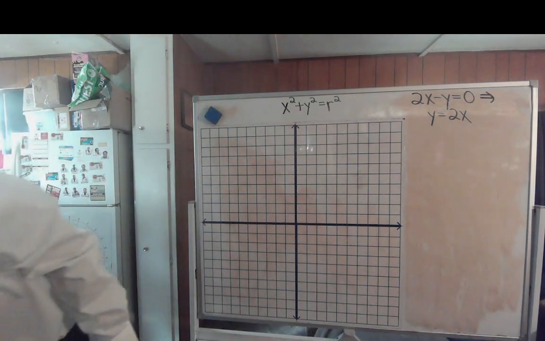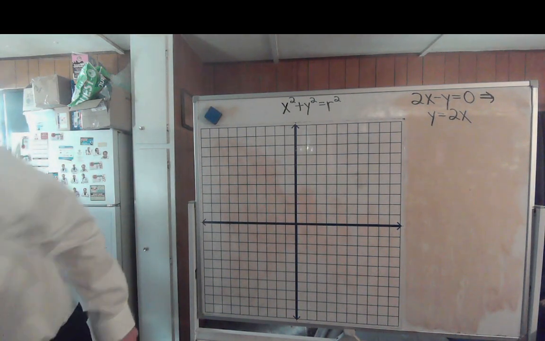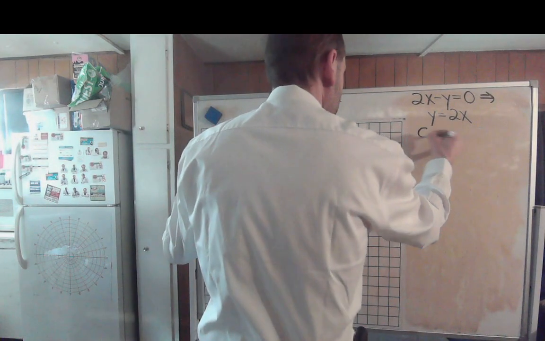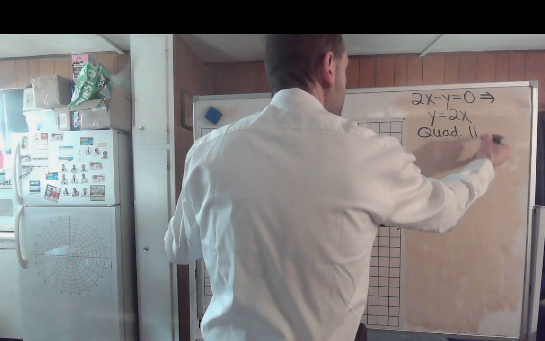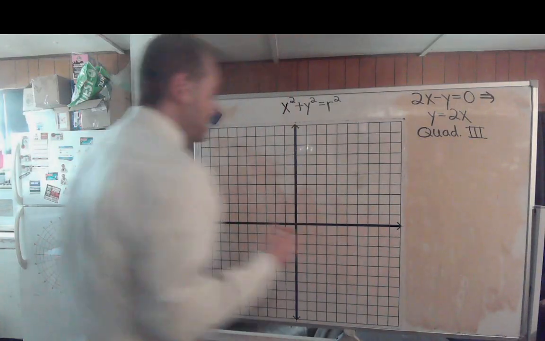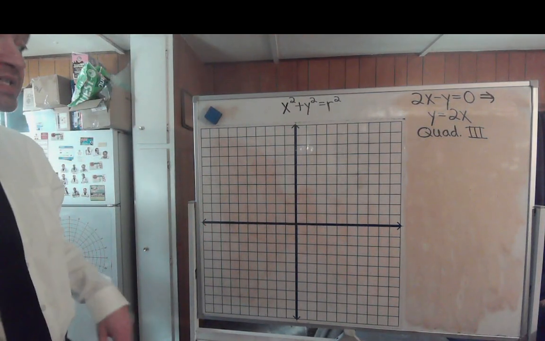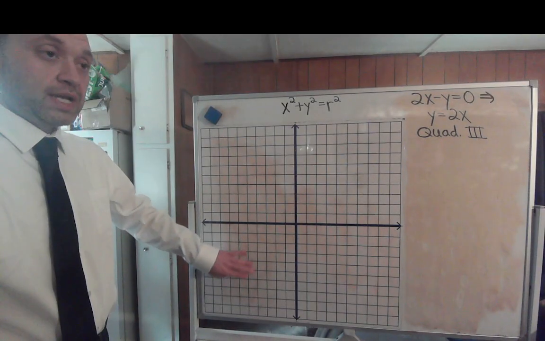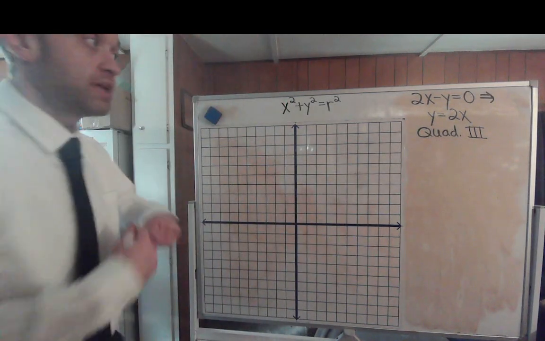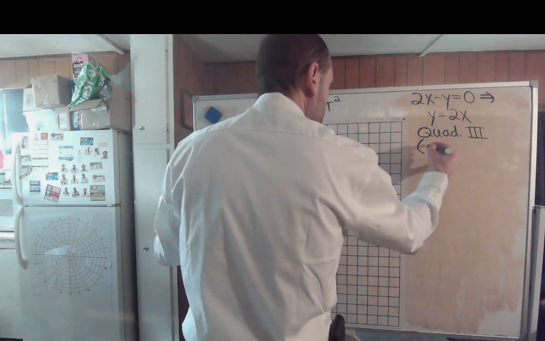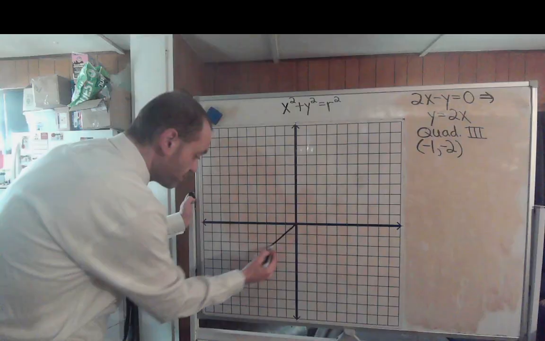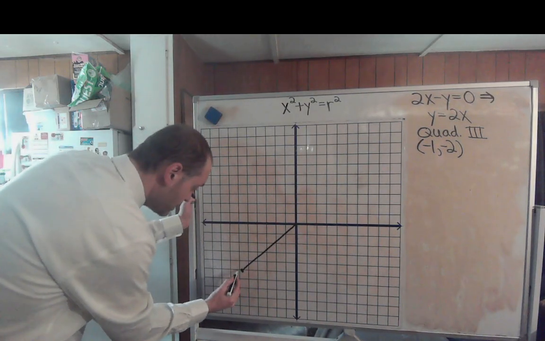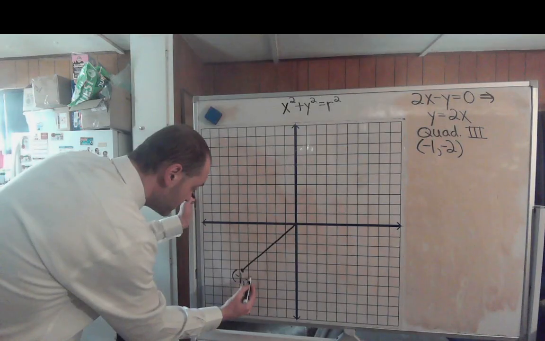Now what quadrant? This is also in the third quadrant. So y equals 2x located in quadrant 3. So that means our x and y values will both be negative. So let's put in -1 for x. You end up getting a y value of -2. So you'll get -1, -2, which will be the endpoint of the terminal side of the angle.